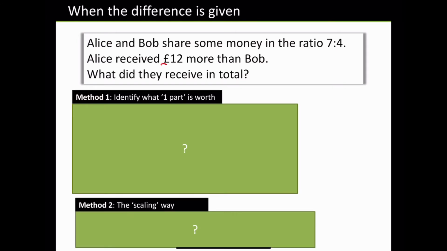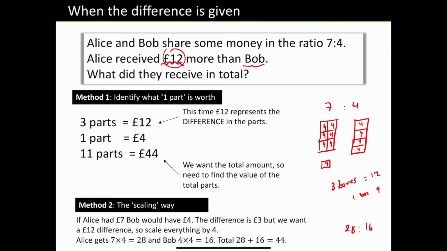Again, Alice and Bob, 7 and 4. Alice has 12 more than Bob. So the 3 parts extra that she receives is the actual £12. This is how you would go along in order to solve this question. This is how I would do it: 7 and 4, the 3 boxes are 12, so 1 box is 4. So nice and clearly 28 and 16. The total is 28 plus 16, obviously 44 in total.